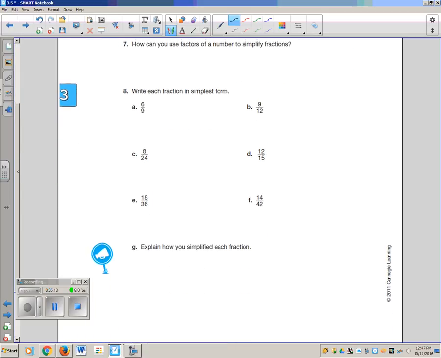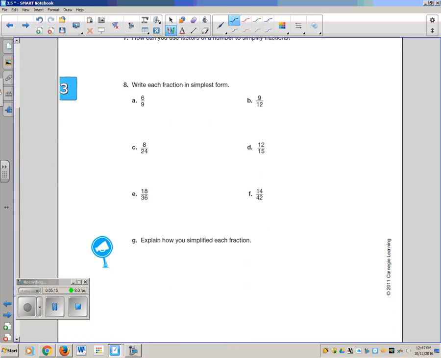A little practice for reducing fractions on the bottom. Write each fraction in its simplest form. 6/9, this is where you got to know your multiplication facts. I'm going to divide both of them by 3. I'll try and write that again. So that would give me 2/3.